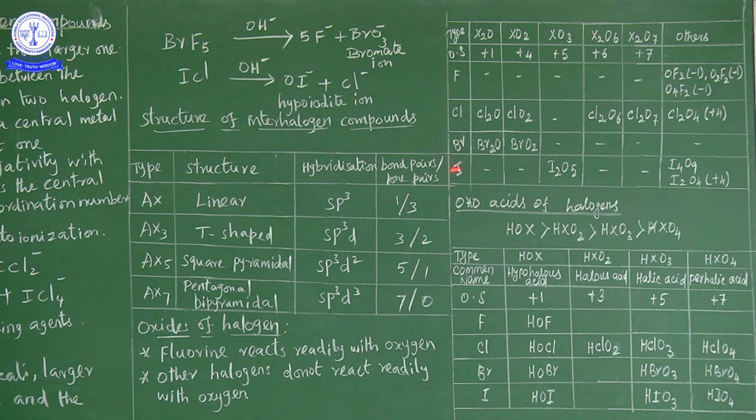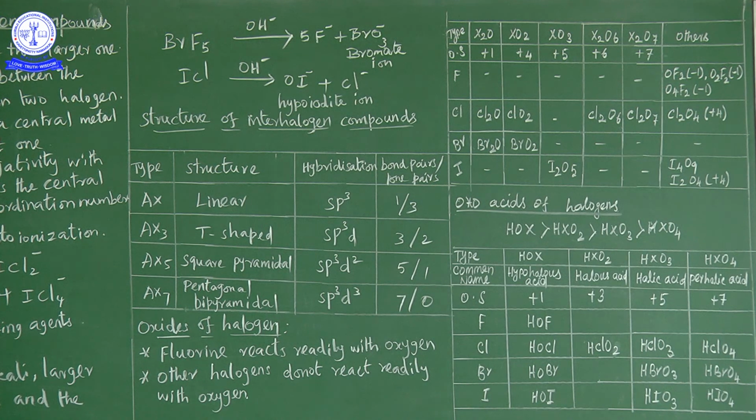And iodine forms three types of oxides. One is iodine pentoxide, I2O5. In I2O5 the oxidation state of iodine is +5. The next ones are I4O9 and I2O4, in which iodine is in the +4 oxidation state.